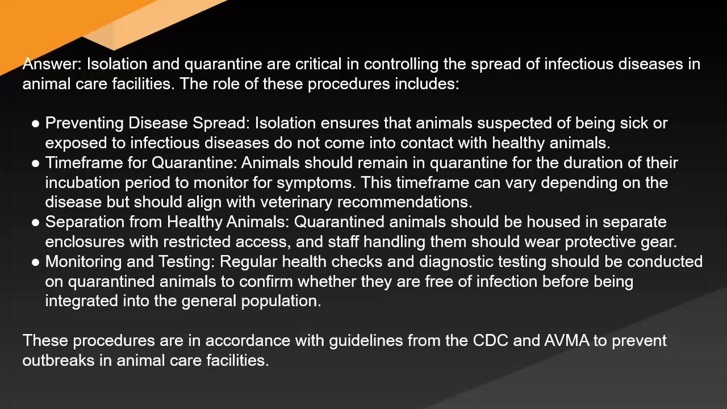This time frame can vary depending on the disease, but should align with veterinary recommendations. Separation from healthy animals. Quarantined animals should be housed in separate enclosures with restricted access, and staff handling them should wear protective gear. Monitoring and testing. Regular health checks and diagnostic testing should be conducted on quarantined animals to confirm whether they are free of infection before being integrated into the general population. These procedures are in accordance with guidelines from the CDC and VMA to prevent outbreaks in animal care facilities.